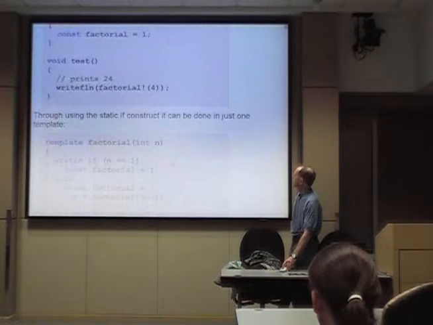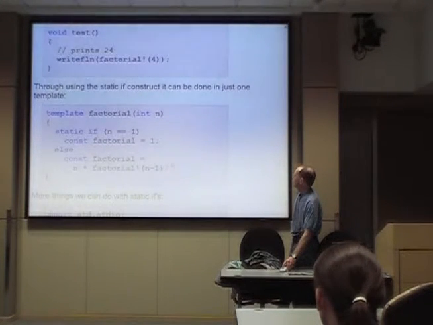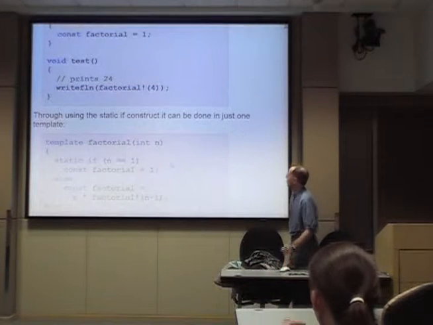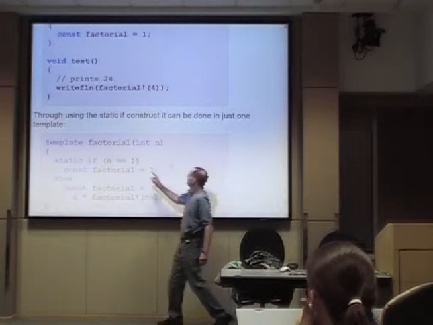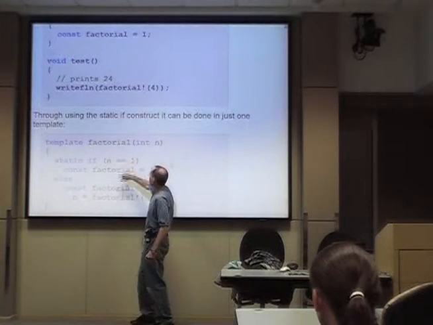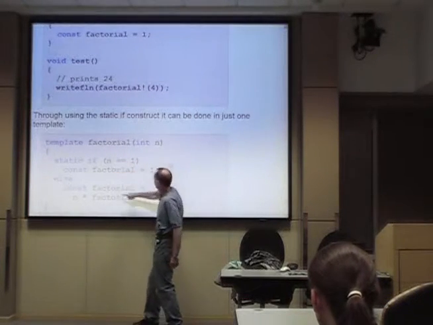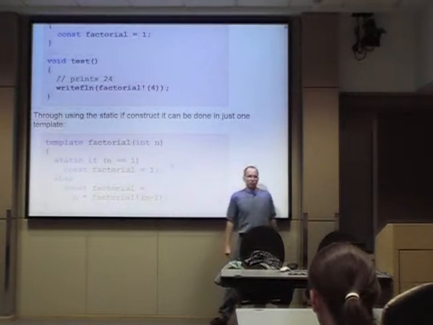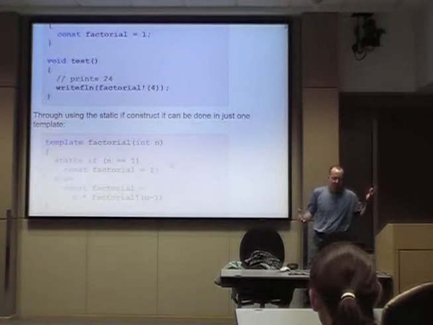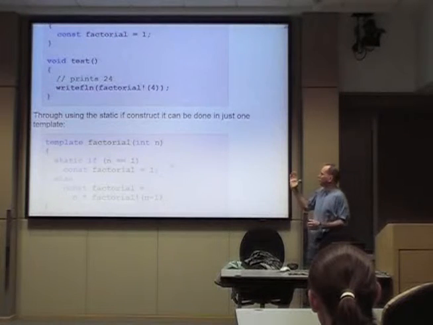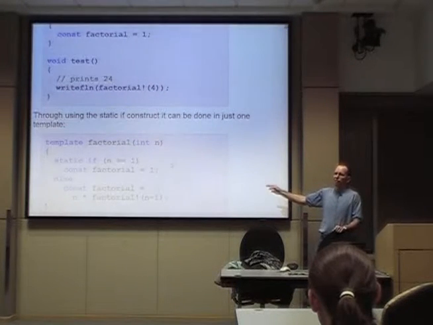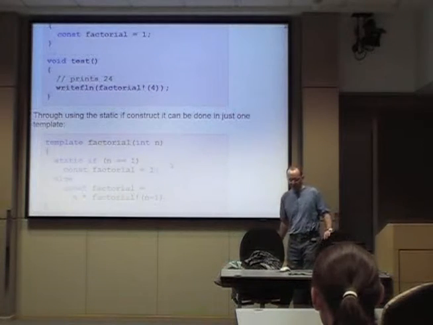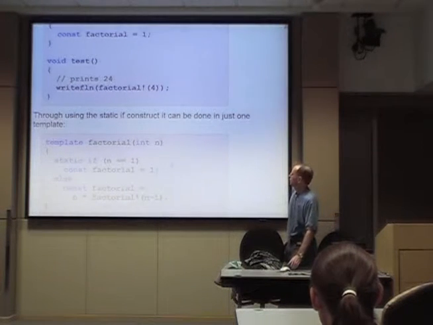But if we use the static if, we can do it with one template, which is: if n equals 1, our result is 1. Otherwise, our result is to recursively call ourselves. So when you have a whole bunch of if statements, you get dramatically clearer and shorter code with the static if than you do using the functional notation.